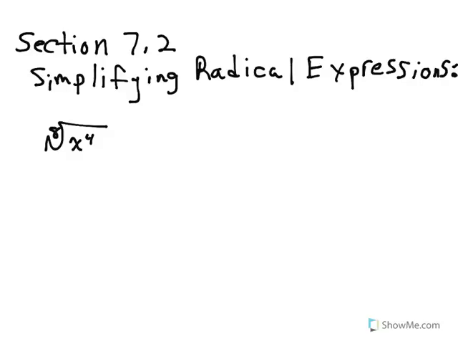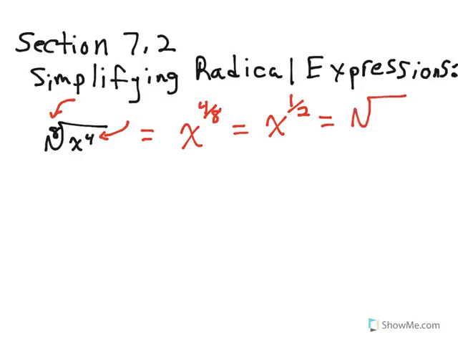Section 7.2, Simplifying Radical Expressions. Remember from the last section that the index is the denominator of the exponent, and the exponent here is the numerator. So we can rewrite this as the radicand to the power of 4/8. Then reduce that fraction, and we get x to the power of 1/2. And turn it back into radical form. An exponent of 1/2 is a square root of x.